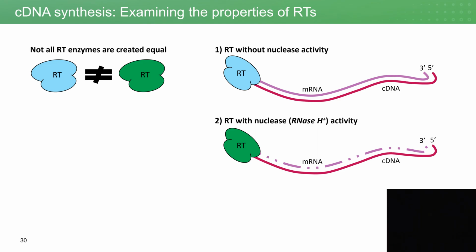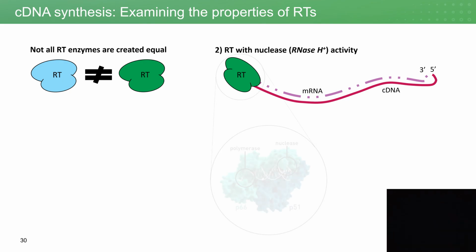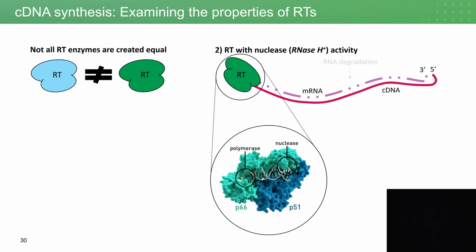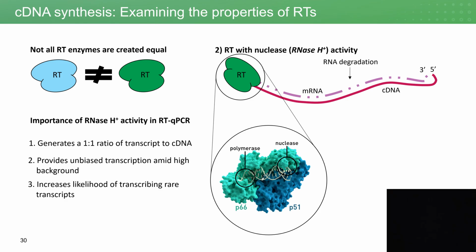As is shown in the current figure on the right, RTs with RNase H+ activity have the ability to degrade the transcript as it generates the cDNA, thereby eliminating the transcript from being used in any additional RT reactions. The importance of this function is fourfold. Number one, the resulting RT reaction yields a 1-to-1 ratio of transcript to cDNA, a crucial factor when performing accurate gene expression analysis. Number two, because transcripts undergo degradation upon use as a template, the abundant transcripts are not reused, reducing any chance of biased RT.